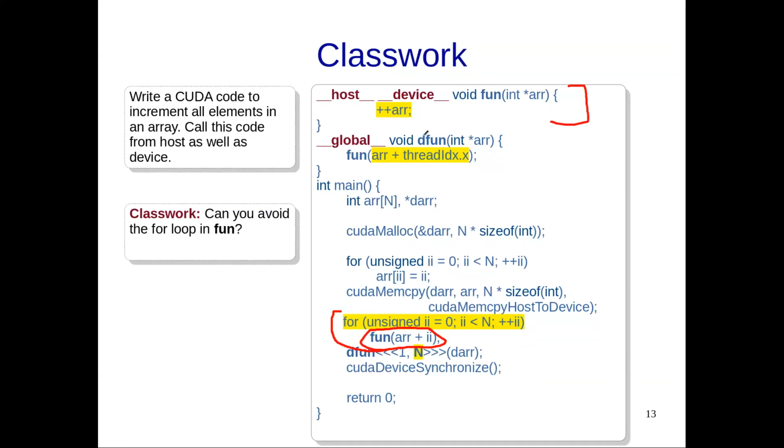But if I call it from the GPU, which I am now invoking with n threads, each thread is going to call this fun with different IDs or different indices of different memory locations of this array, and therefore this can now become parallel on the GPU. Okay, I hope this point is clear.